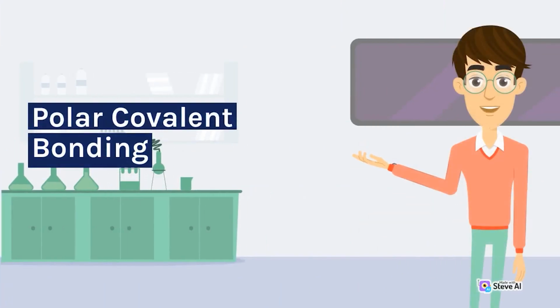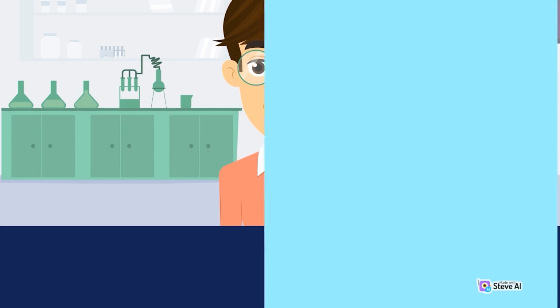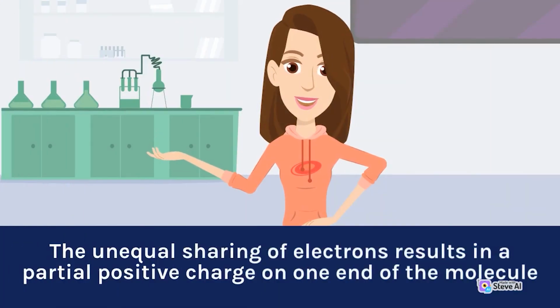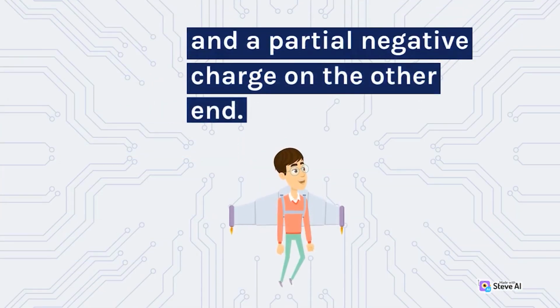Polar covalent bonding. Polar covalent bonding occurs when atoms with different electronegativity share electrons unequally. The unequal sharing of electrons results in a partial positive charge on one end of the molecule and a partial negative charge on the other end.